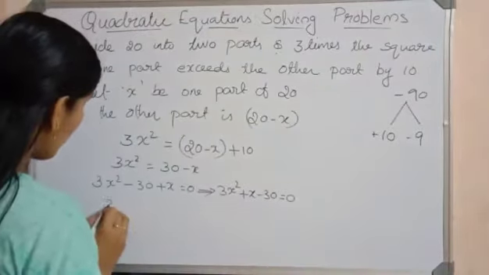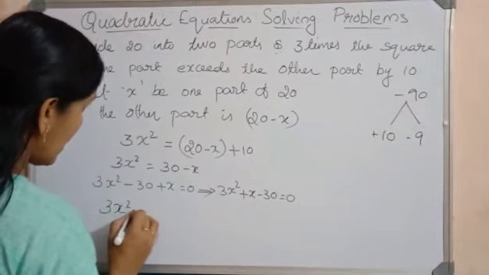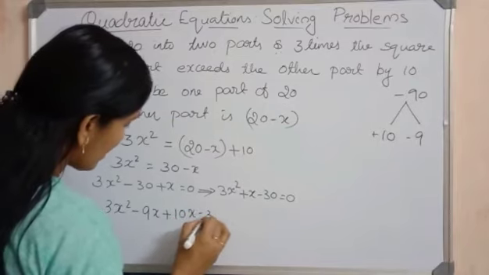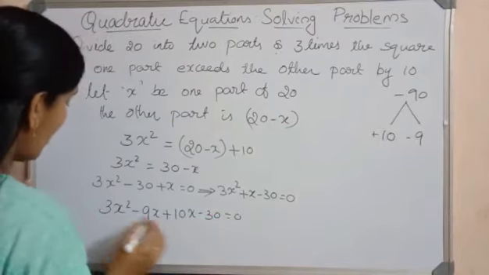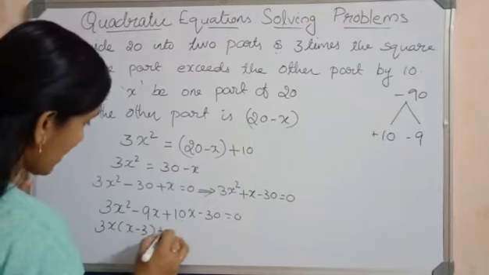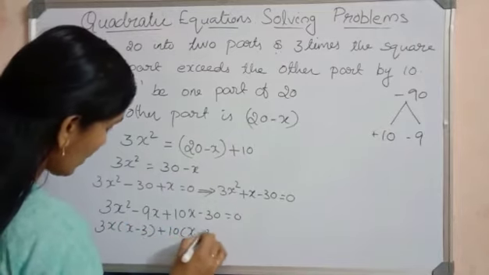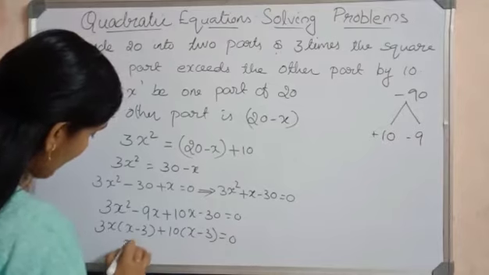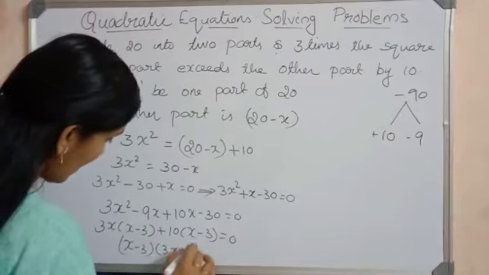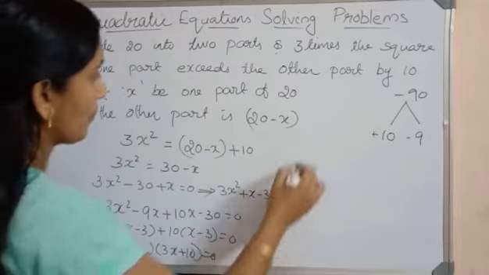So this will be 3x square minus 9x plus 10x minus 30 is equal to 0. 3x into x minus 3 plus 10 into x minus 3 is equal to 0. x minus 3 into 3x plus 10 is equal to 0.